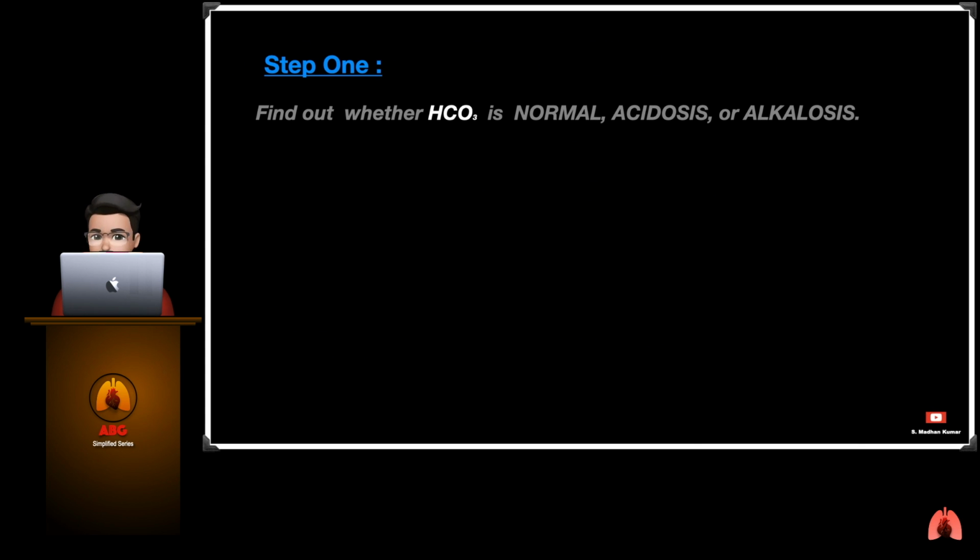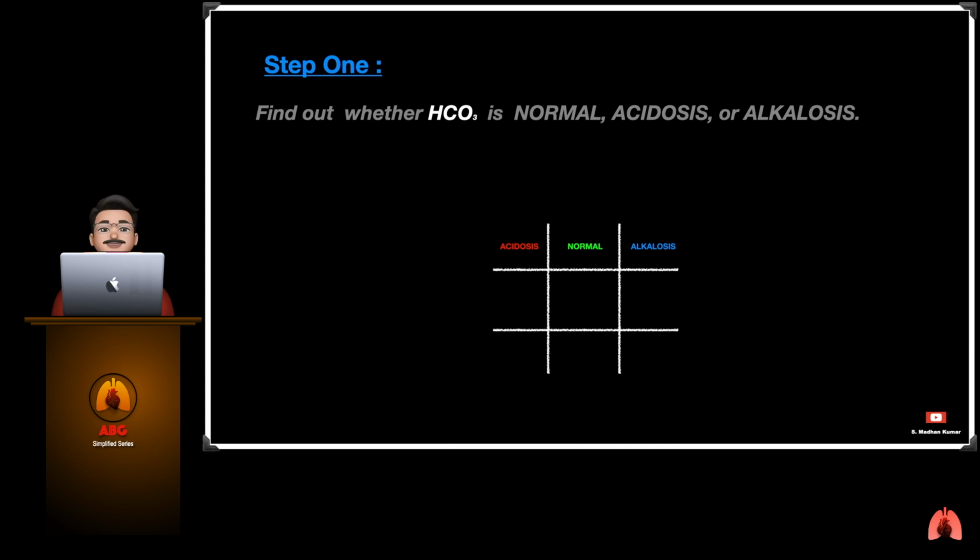Next, we need to determine whether the bicarbonate value is normal, acidotic or alkalotic. The normal range of bicarbonate is from 22 to 26. Draw the tic-tac-toe table. If the bicarb is in the range of 22 to 26, it is considered normal. So place the HCO3 underneath the normal column.